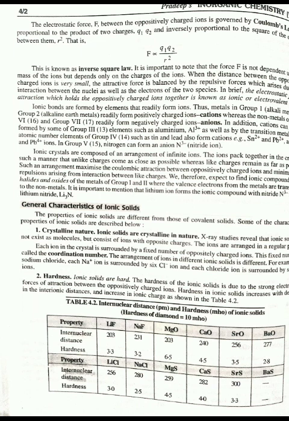For example, in sodium chloride, each Na+ ion is surrounded by 6 Cl- ions and each chloride ion is surrounded by 6 Na+ ions. Second, hardness. Ionic solids are hard. The hardness of the ionic solids is due to the strong electrostatic forces of attraction between the oppositely charged ions. Hardness in ionic solids increases with decrease in the interionic distances and increase in ionic charge, as shown in table 4.2.